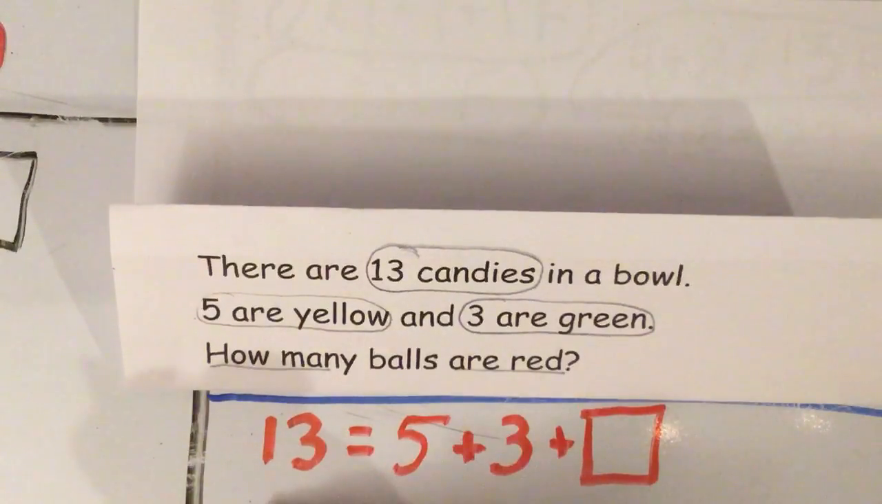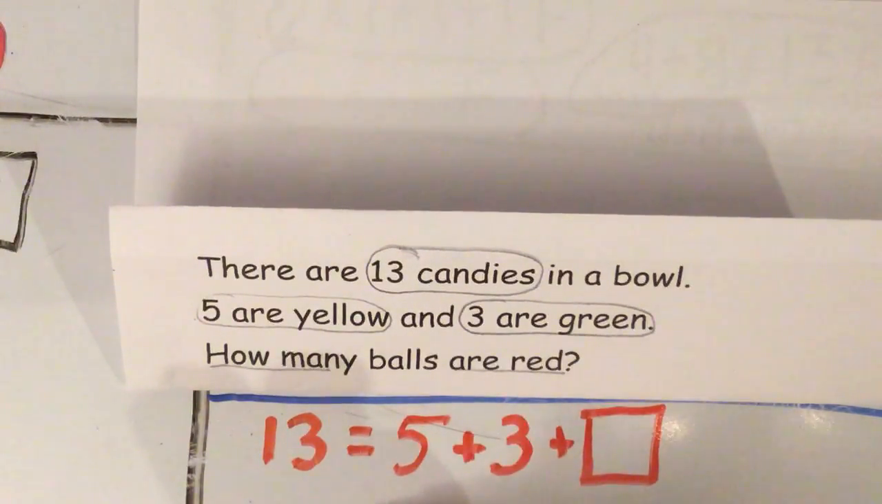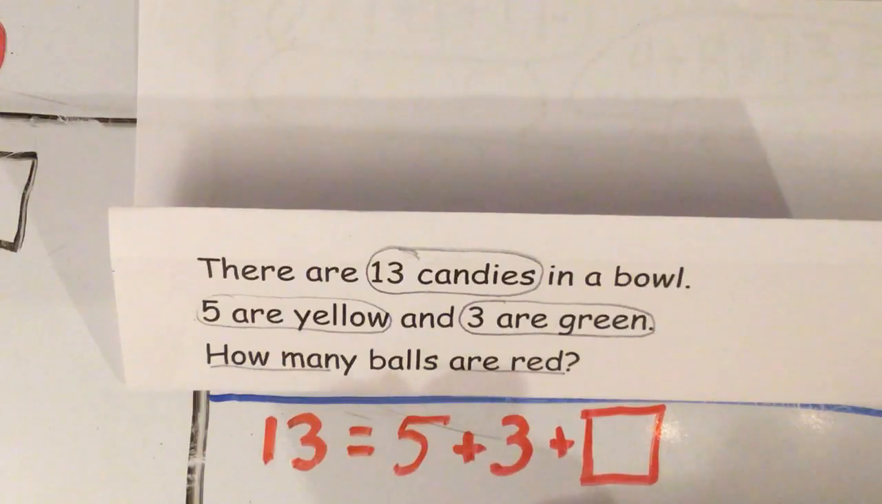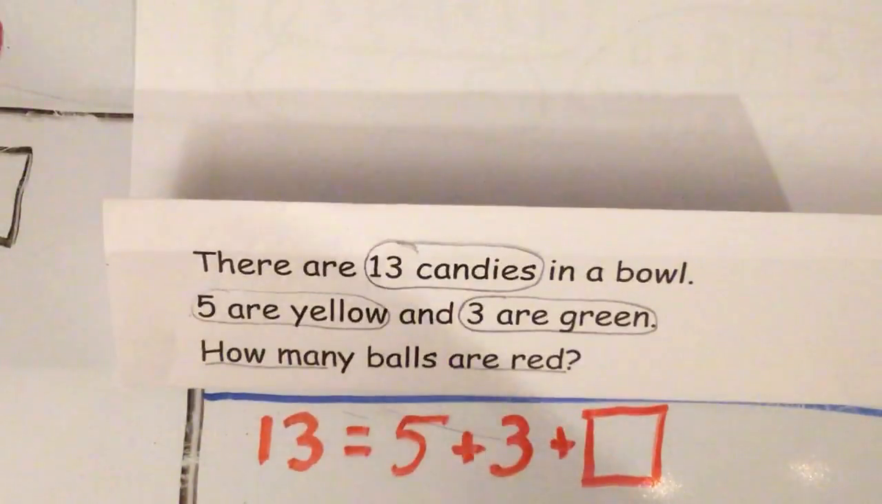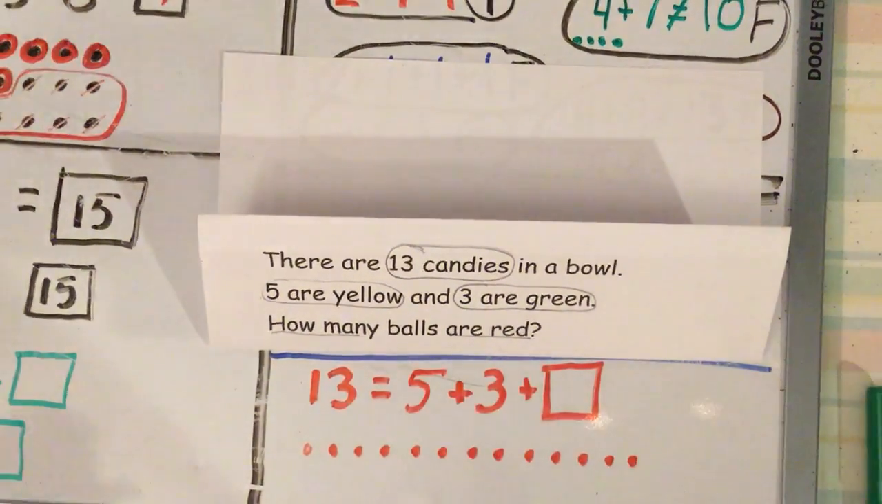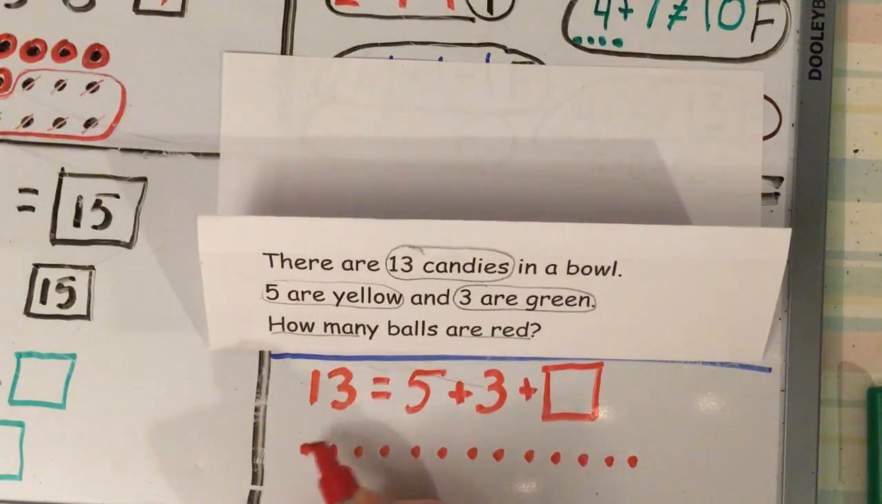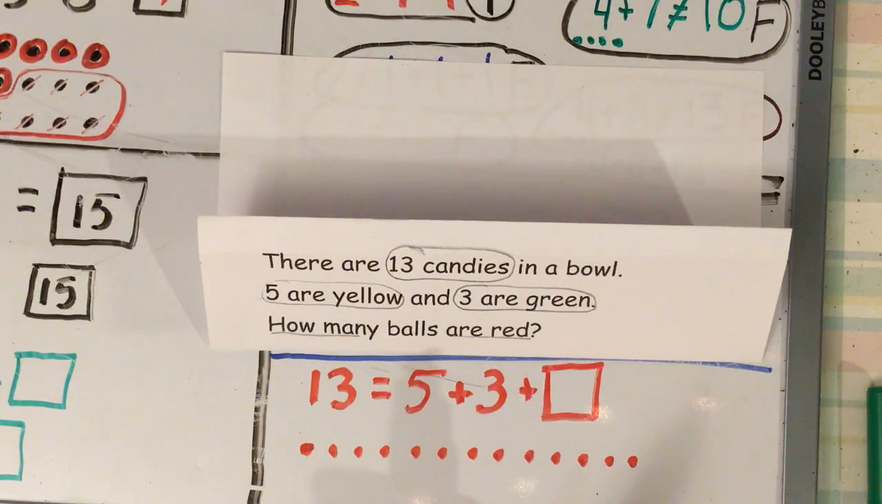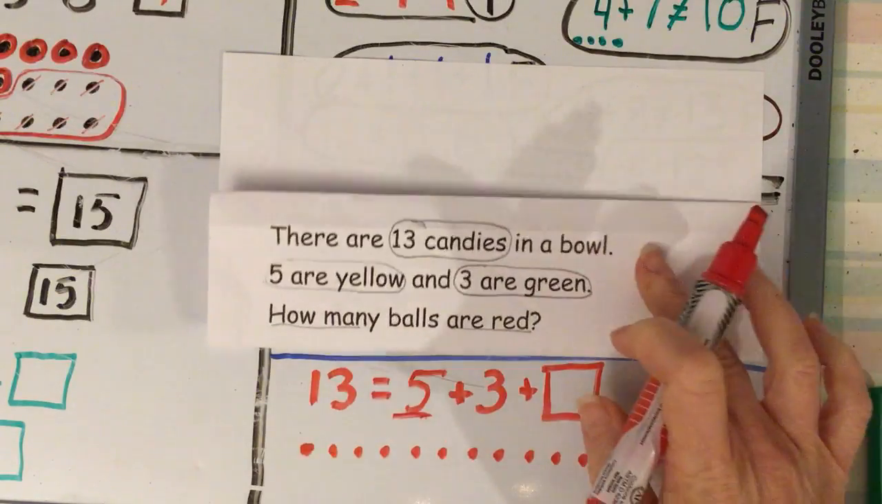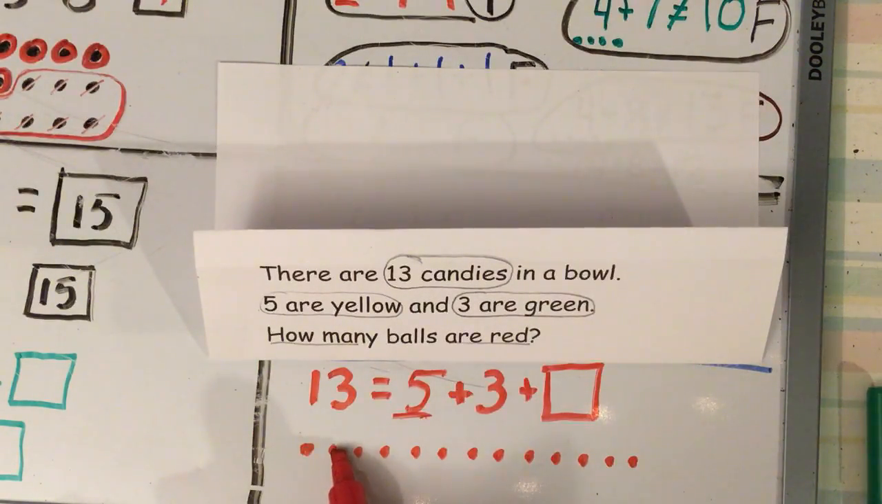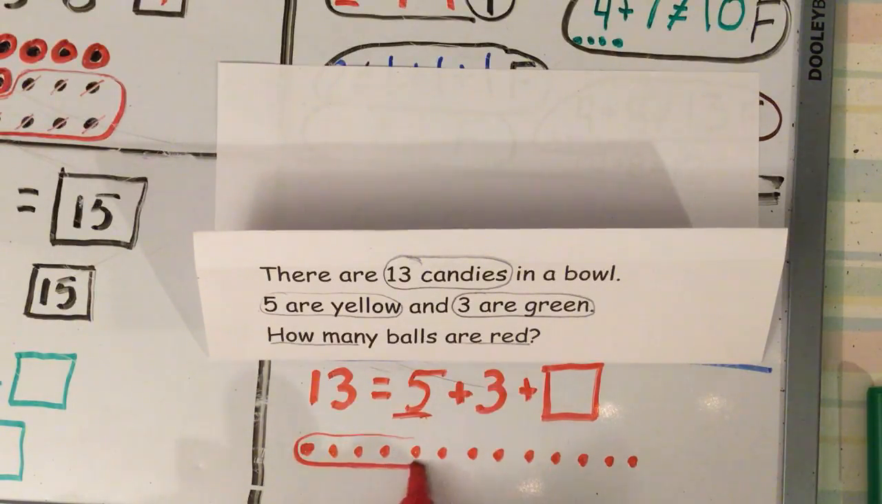I can draw 13. 1, 2, 3, 4, 5, 6, 7, 8, 9, 10, 11, 12, 13 of my candies are in a bowl. I don't think you can see that. 13 candies are in a bowl. There you go. I drew 13, so draw your 13 dots. And I know that 5 of them are yellow, so I'm going to circle 5. 1, 2, 3, 4, 5. Those are 5 candies that are yellow.